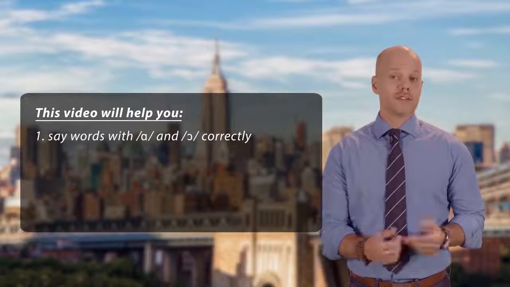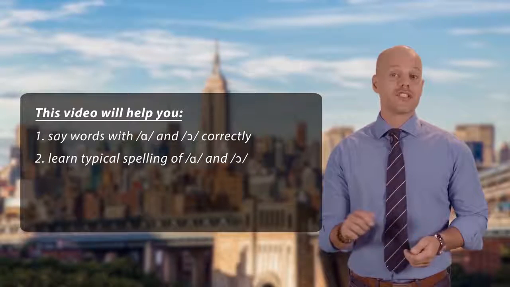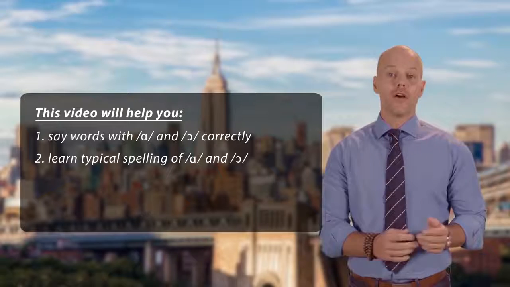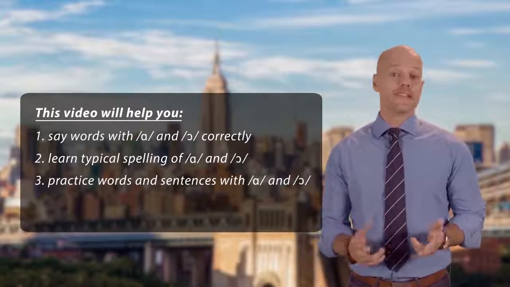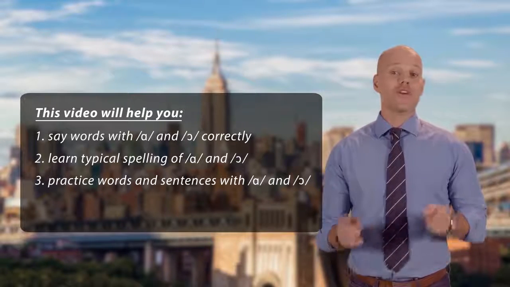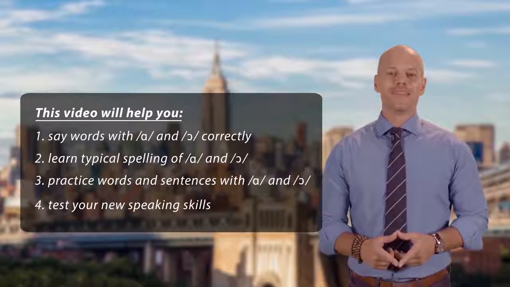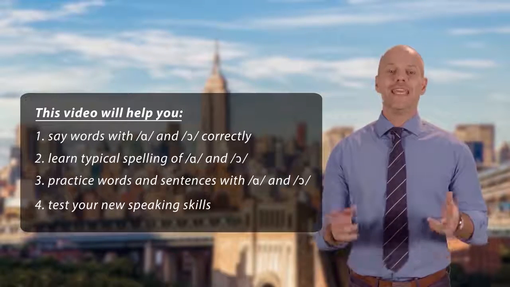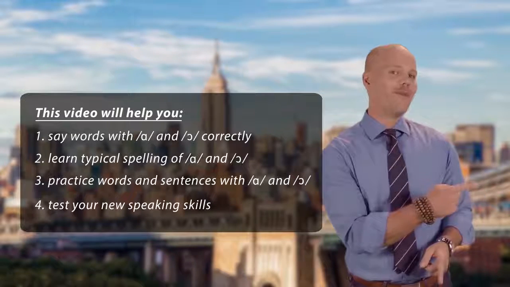In this video, we will learn how to say words with the aw and the o sounds correctly. We will examine how we typically spell words with the aw and the o sounds. We will practice saying words and sentences with these 2 sounds. And we will test your newly acquired skills. So, let's correct these mistakes and start speaking accurate English. Are you with me? Let's go!